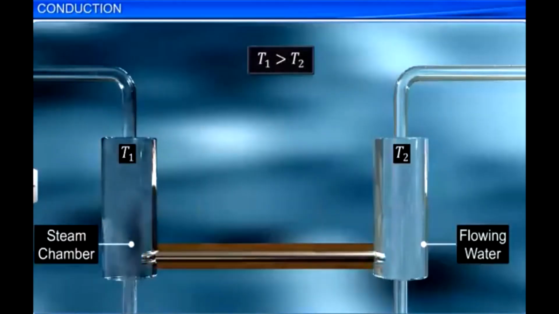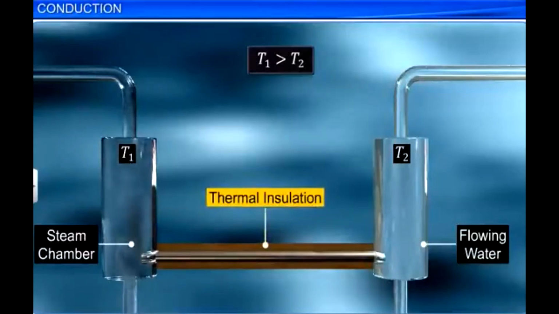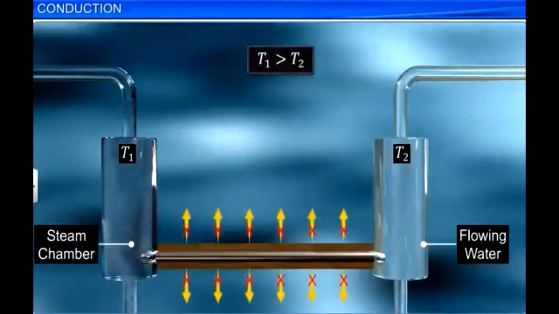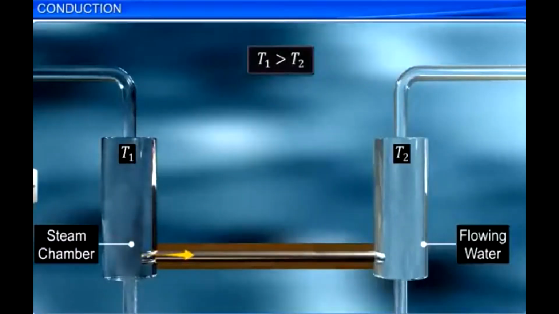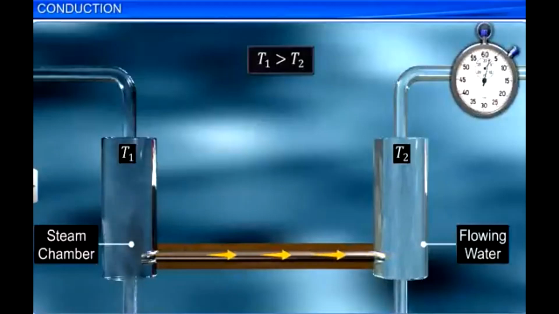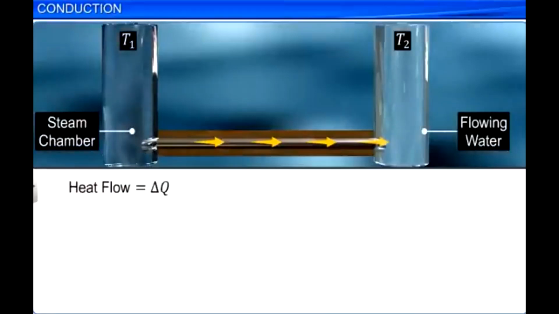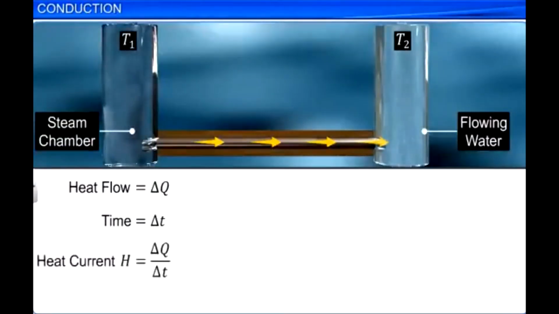Let us also assume that the rod is fully insulated and there is no loss of heat to the surroundings. Heat starts flowing from the hot end to the cold end, and after some time there will be a steady flow of heat through the rod. The rate of heat flow is defined as heat current H. If delta Q is the heat flowing across any cross-section in time delta T, then heat current H is equal to delta Q by delta T. Let this be equation 1.